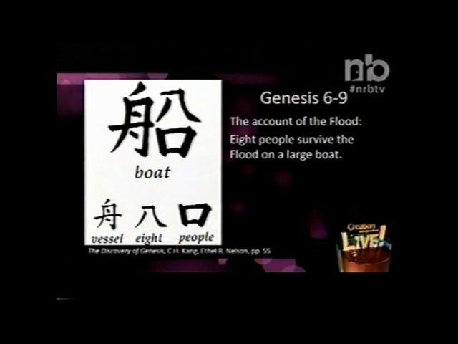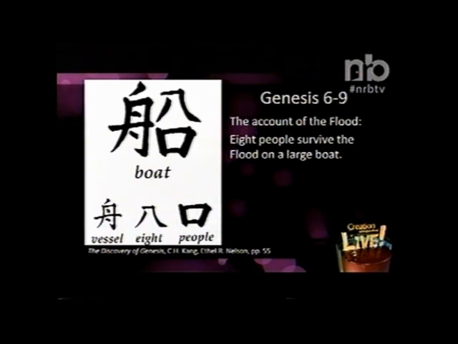Okay, so we're looking at the word for boat here. Now it's made up of three separate other graphics here. One is a vessel, one is the number 8, and one is people. The question that arises is, why would the word boat be composed of those other smaller words? Of 8 people on a boat. Why is it a large boat?